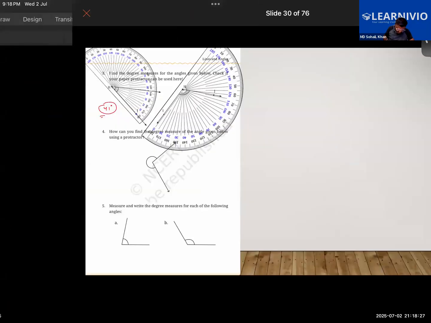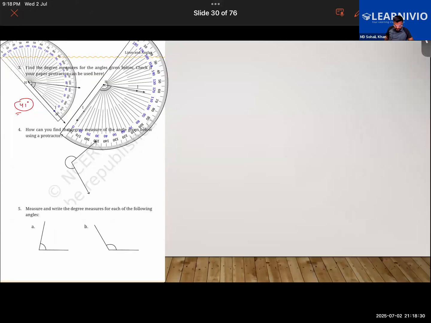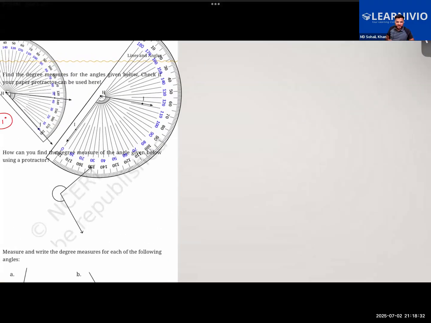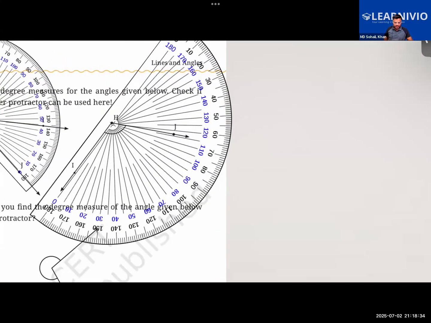In this manner, it should be placed, by the way, although not very accurate, but this is how it should be placed. Okay. So now you tell me, where is this arm HJ passing from? It's clearly going to be more than 110 degree, right? Now, you guys tell me what's the exact value you guys are getting.